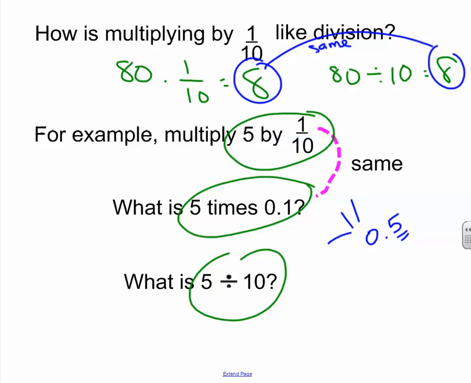So then I asked you, how is multiplying by a tenth like division? And you guys knew. 80 times a tenth is 8. It's just like dividing by 10. So dividing by 10 is the same as multiplying by 1/10. And that also holds for multiplying 5 by a tenth. 5 times a tenth is 5/10. 5 times 0.1 is 0.5. Those both say 5/10. It's the same thing as 5 divided by 10. 5 divided by 10 is 5/10. So just so you see that connection.